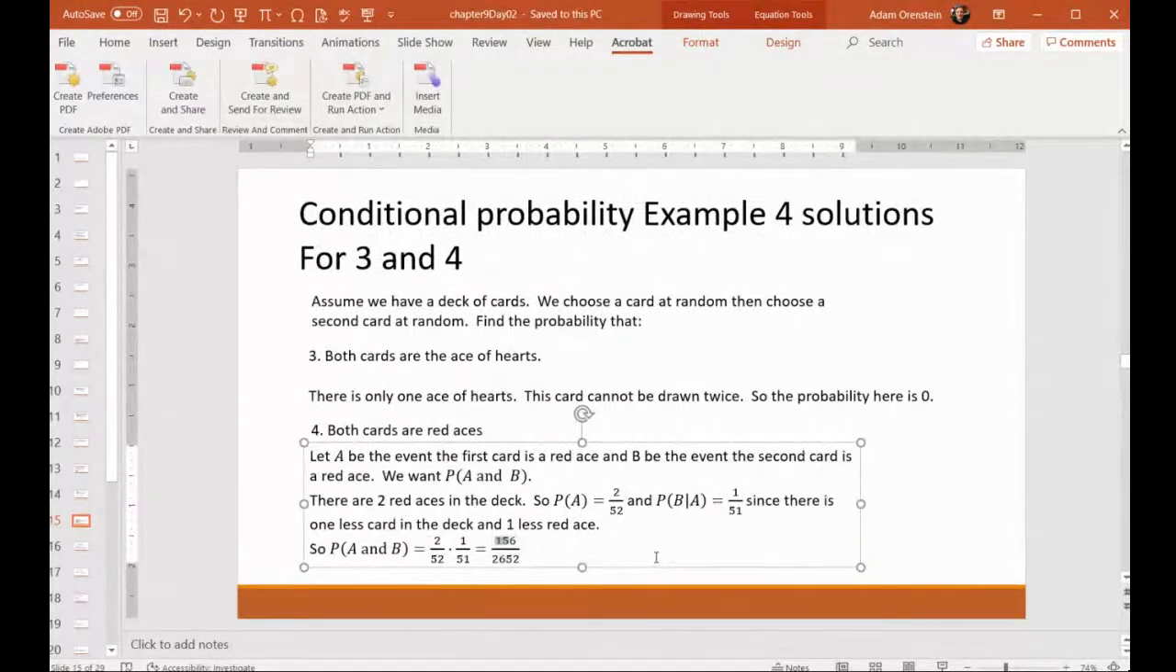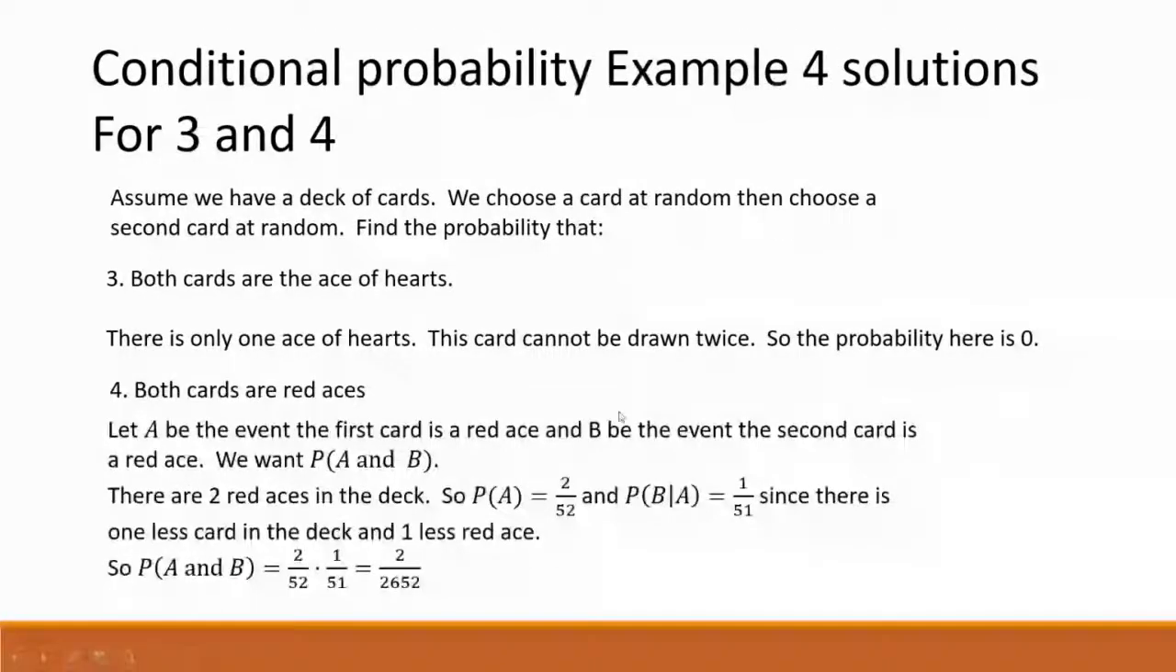For the second card, if we know the first card was a red ace, what's the probability the second card is a red ace? Well, knowing that A has occurred, meaning we did get a red ace, there's only one left over. So the probability of that would be 1 out of 51, B given A.